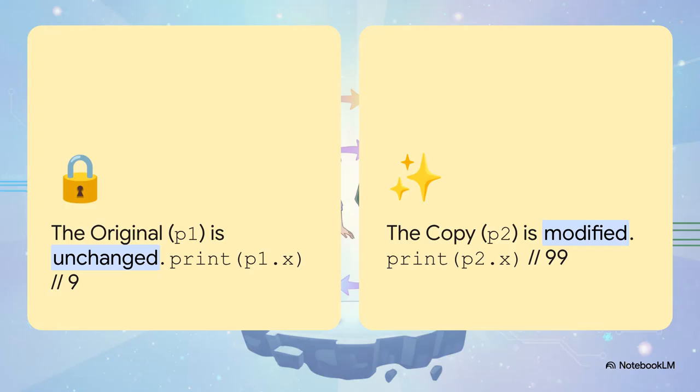And bam! This is the payoff. Look at the outcome. The original P1 is completely untouched. Its x value is still 9, just like we left it. But the copy, P2, well, it's been changed to 99. The change was totally isolated, completely contained.